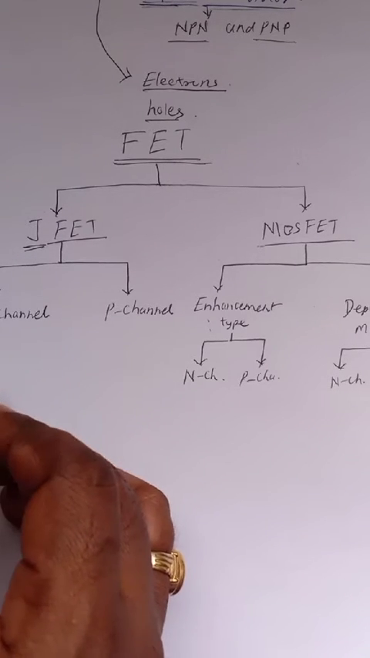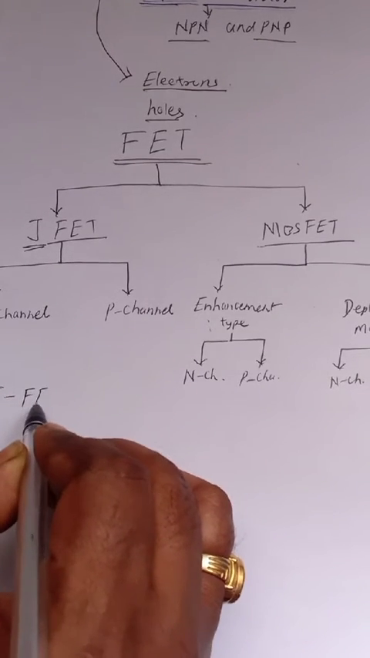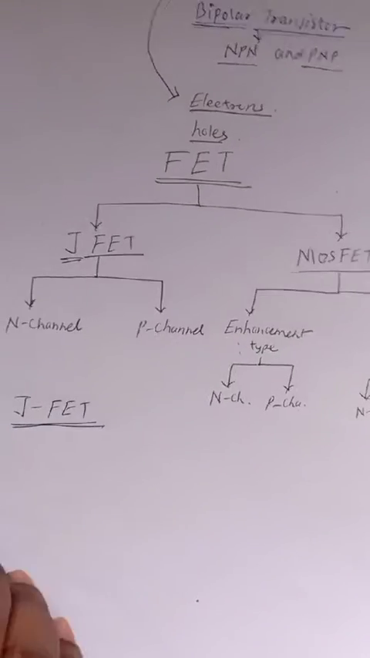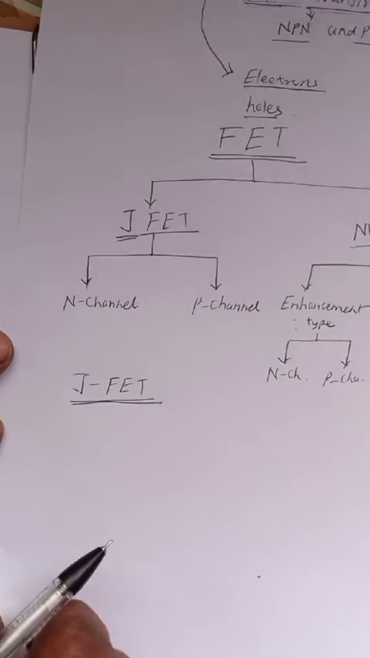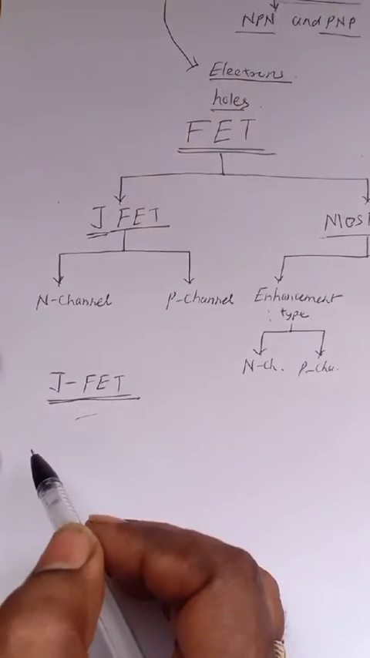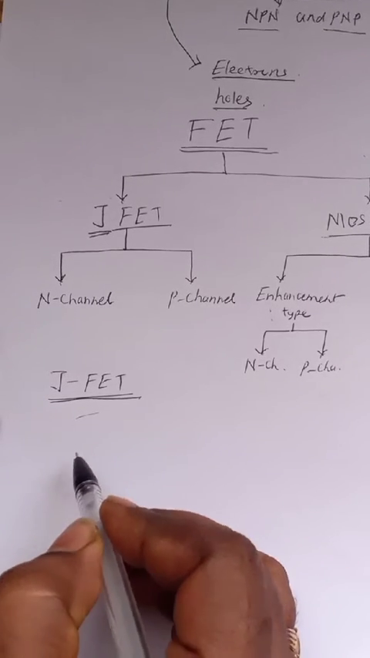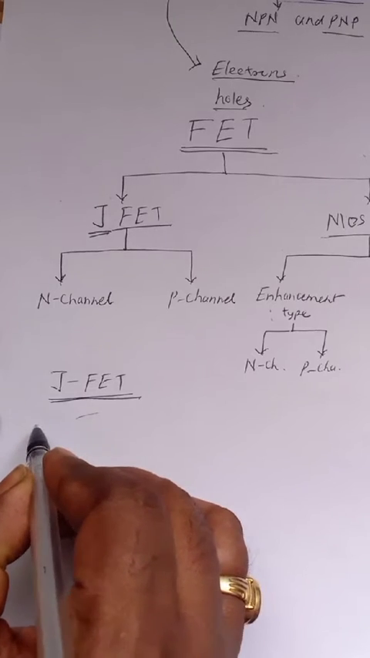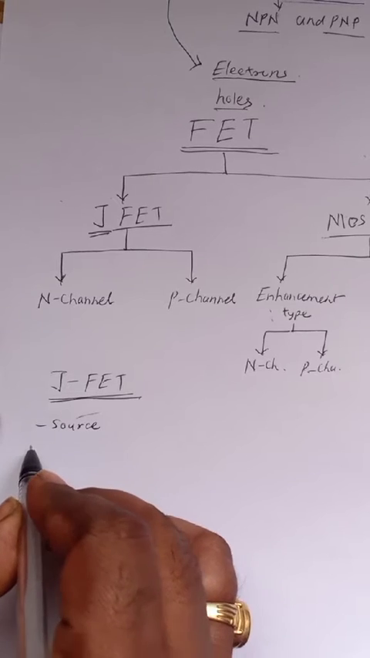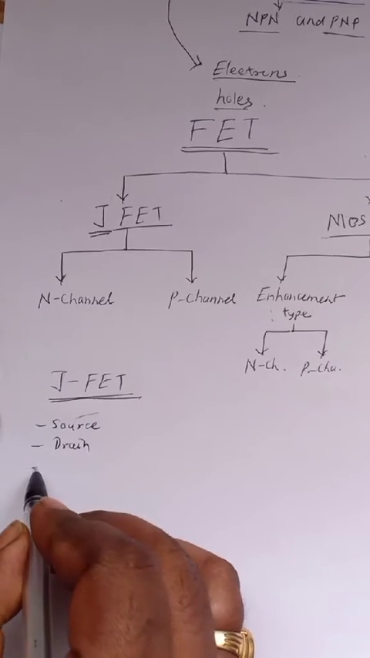It is a unipolar transistor, the JFET, junction field effect transistor. So it has a junction like a PN junction. Like NPN and PNP transistors, it also has three terminals, named source, drain and gate.